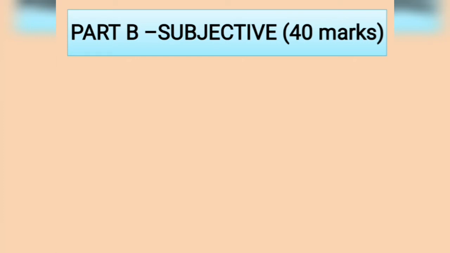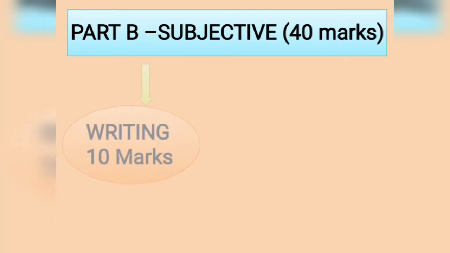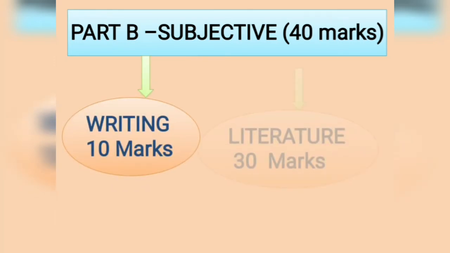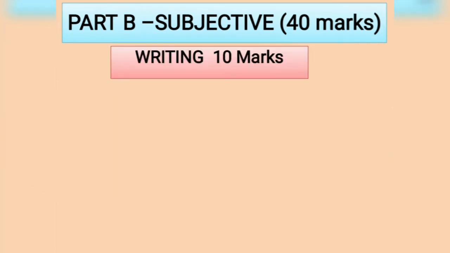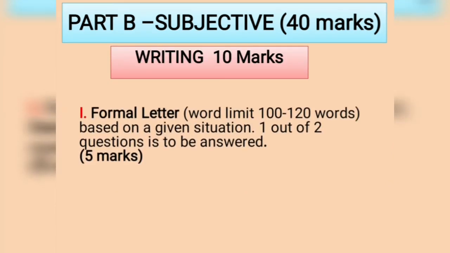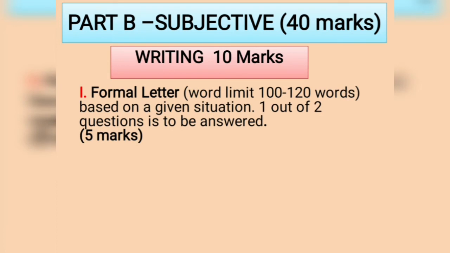Moving to part B, that is the subjective part of the question paper, wherein we have writing and literature being covered for 10 and 30 marks. Question number 1 of the subjective part is a formal letter. Here you can note that all the questions which are for 5 marks have the same word limit of 100 to 120 words.